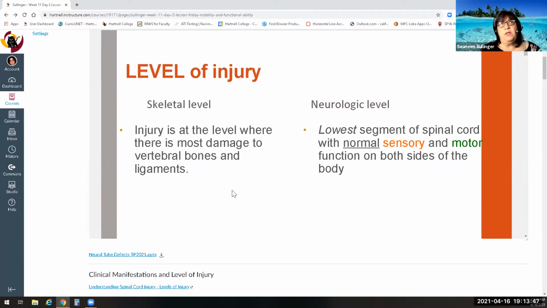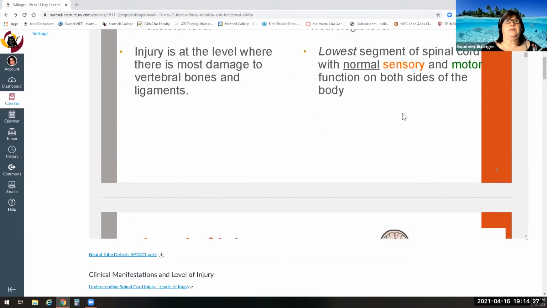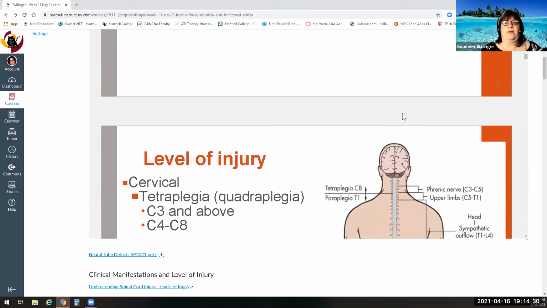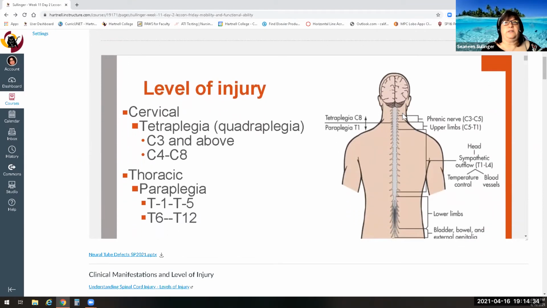And so then you look at the level of the injury. If you look at the skeletal level, the injury is at the level where there's most damage to the bones, the vertebrae and the ligaments. And then when you look at the neurologic level, the sensory and motor piece of it, it is the lowest segment of spinal cord with normal sensory and motor function on both sides of the body. So say, for example, a T1: that's the lowest segment that has normal function. Everything below T1 does not have sensory or motor function. Does that make sense? So when they say it's a T1, that's the lowest level that's normal, and everything below that has loss of sensory and motor function. You guys following along so far? Just trying to do a basic thing.